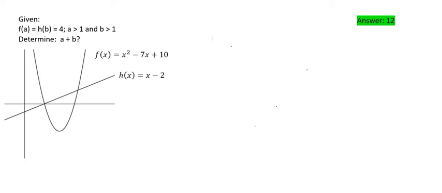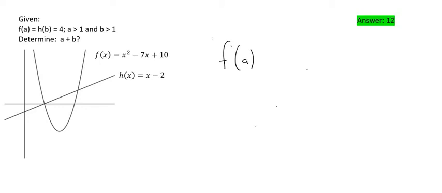So we got quite an interesting question here today. First of all, we've been given a parabola, and we've been given a straight line, and we've also been given both of their equations. Okay, now in the given information they tell us that f of a, so I'm going to stop right there, because it is very important that we know what f of a is.